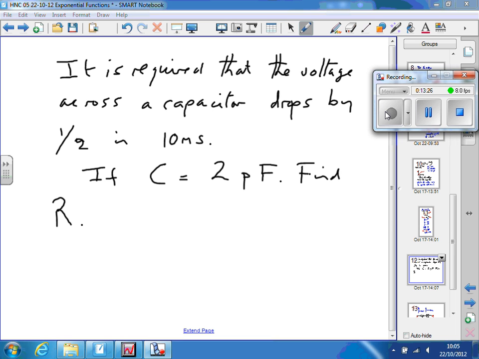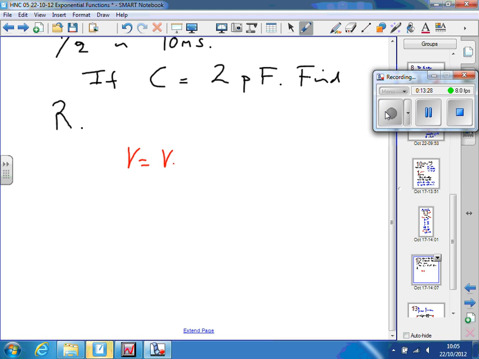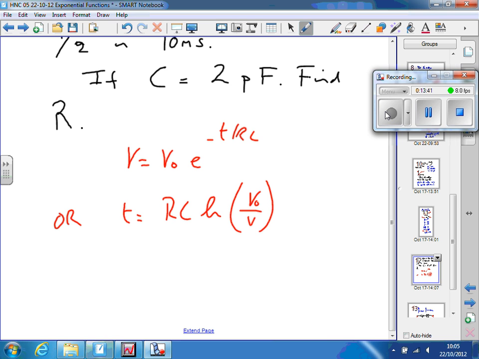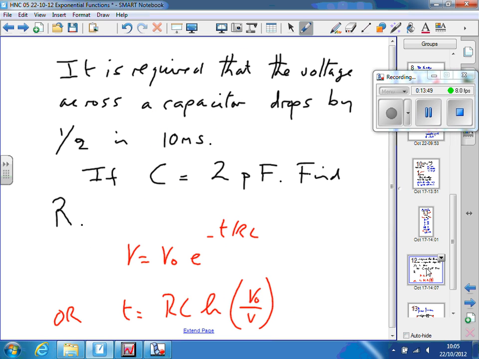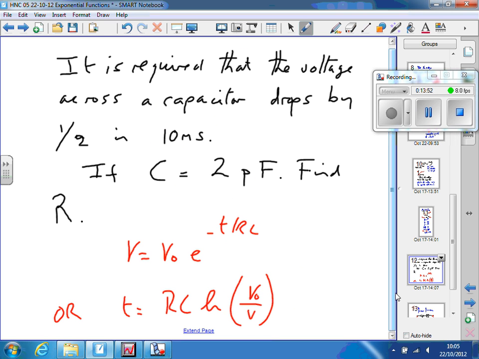We've got V equals V naught e to the minus t over RC, or we've got that t equals RC log V naught over V. Is that the right way around? Check. V naught over V, yeah. Those are the two formulas we've got so far. We're after R, so we've got to rearrange the formula for R. Which is the easiest formula to rearrange? Right, okay, so we can rearrange the second formula for R.